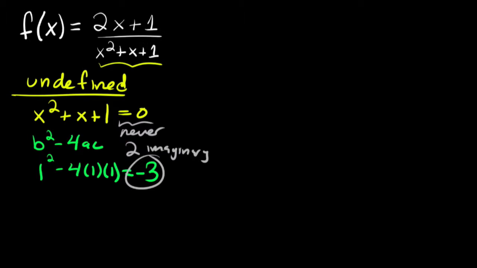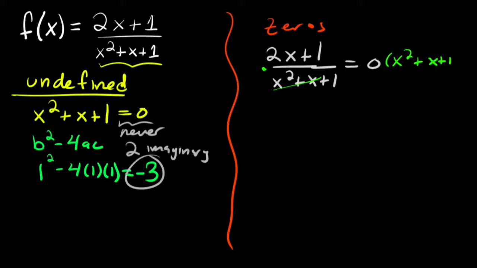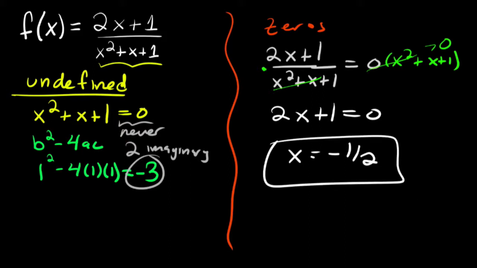Okay, now next thing is let's find the zeros. And to do that, I'm just going to set the whole thing equal to 0. And then the first thing is to just get rid of the denominator, because if you multiply both sides by x squared plus x plus 1, the right side you just get 0, and on the left side it goes away. So then you get 2x plus 1 equals 0, which is simply x equals negative 1/2. And that's it.